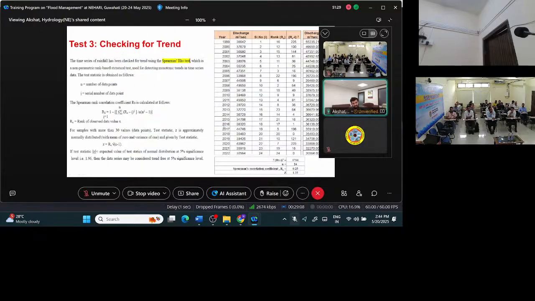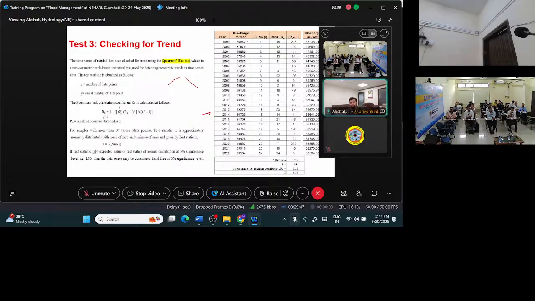So, for checking the trend, the Spearman rho test is used. The Spearman rho test is a non-parametric test which is used for detection of monotonic trends. Monotonic trends means either an increasing trend or a decreasing trend. To estimate that, a test known as Spearman rho test is used. I'm not going into the details of the Spearman rho test because it is going to be a little more technical. So I'll just share how we did it in the present case.